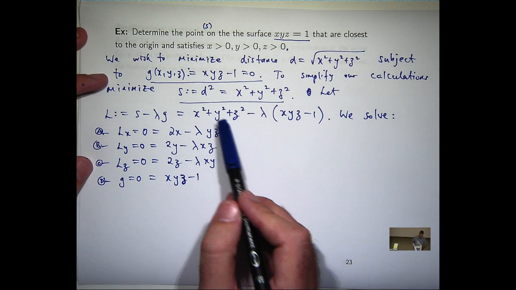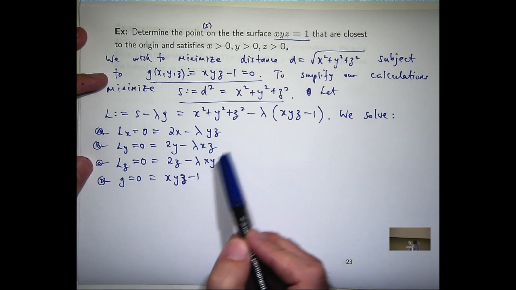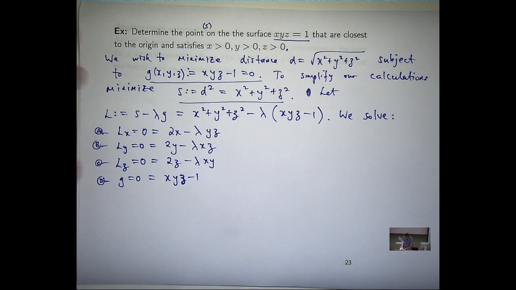Well, if I have an x here, a y here, and a z here, all of these three terms will be the same. So I can multiply the first equation, a, by x, the second equation, b, by y, and the third equation, c, by z. And then I'm going to be able to get a lot of cancellation. Okay?